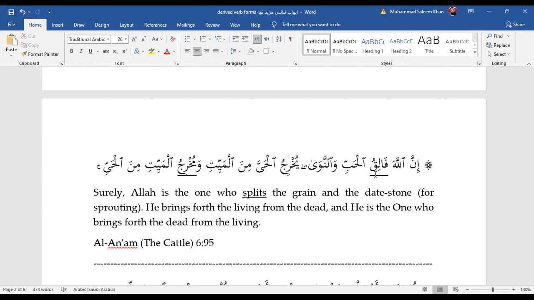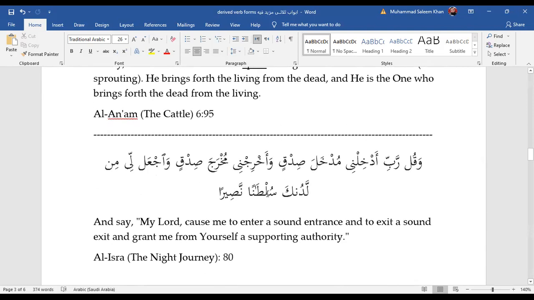So whether the doer is from the basic form of the verb or from the derived form of the verb, it will function as mudaf. It functions as mudaf for both the basic form and the mazid fi form of the verb. This is one thing that you have noted down. Now let's move on to Surah Al-Isra, the night journey, verse number 80.